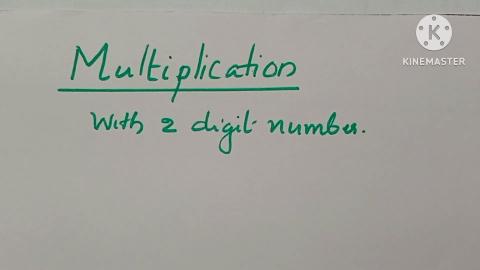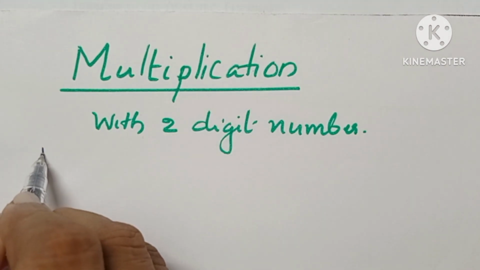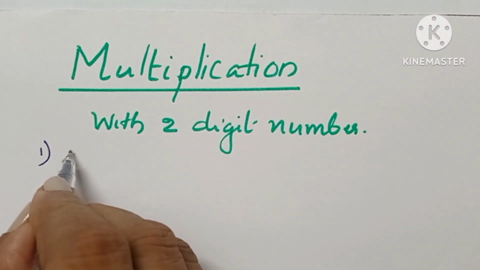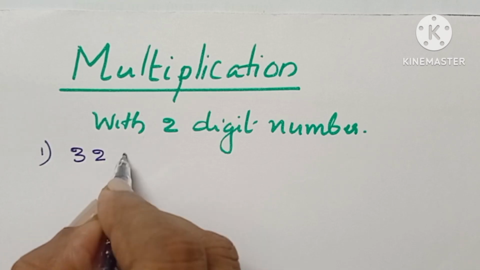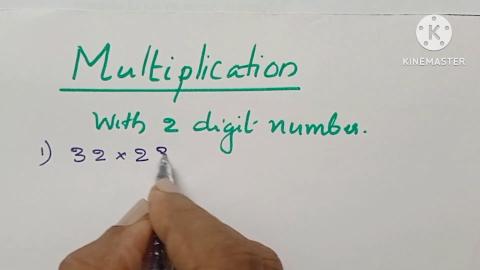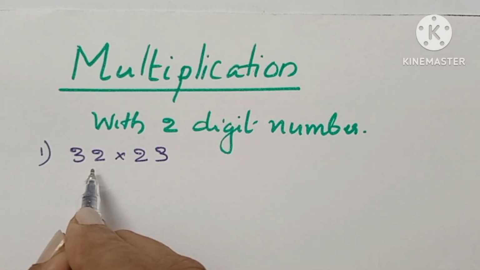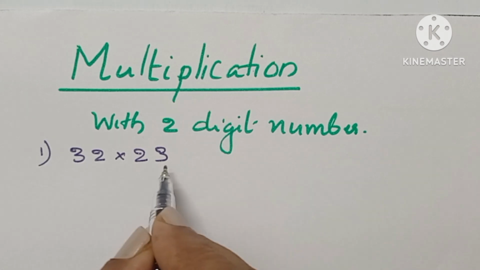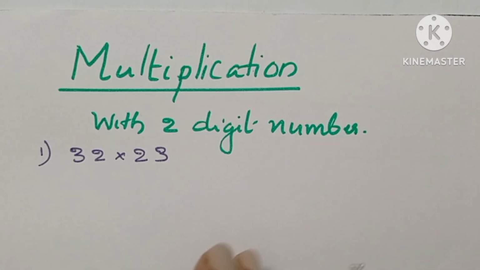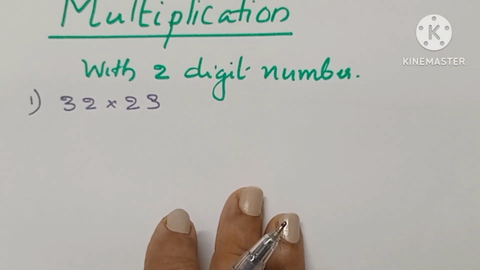Hi viewers, today we are discussing some problems related to multiplication. How we can multiply a number with a two-digit number. First one, 32 into 23. 32 is a two-digit number and 23 is also a two-digit number. We are multiplying a two-digit number with a two-digit number.